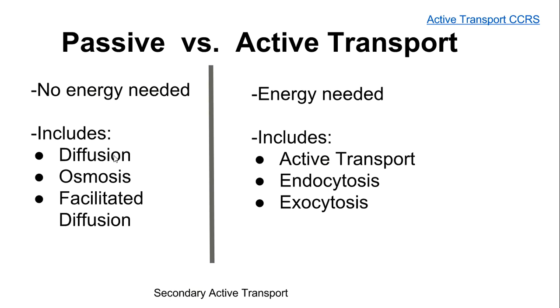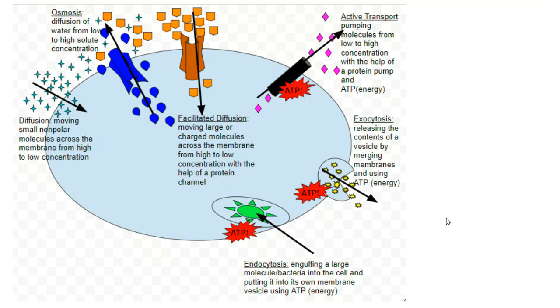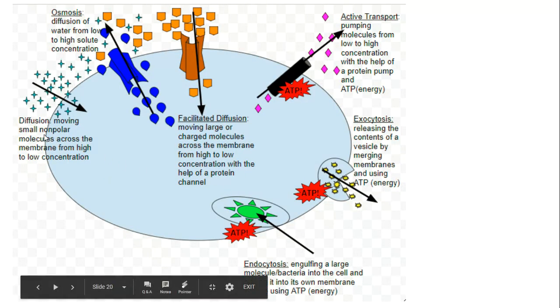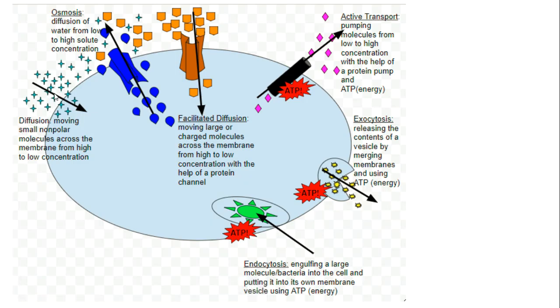So we're going to cover diffusion, osmosis, and facilitated diffusion for passive. We're going to cover active transport specifically, endocytosis and exocytosis as well. So we start with a model like this. If we start with diffusion, we've got small things that are going from where they're crowded or high concentration to where they're not crowded, and they can go in or out depending on where they are more crowded. But since they're small and they aren't charged, they can go through without any assistance.